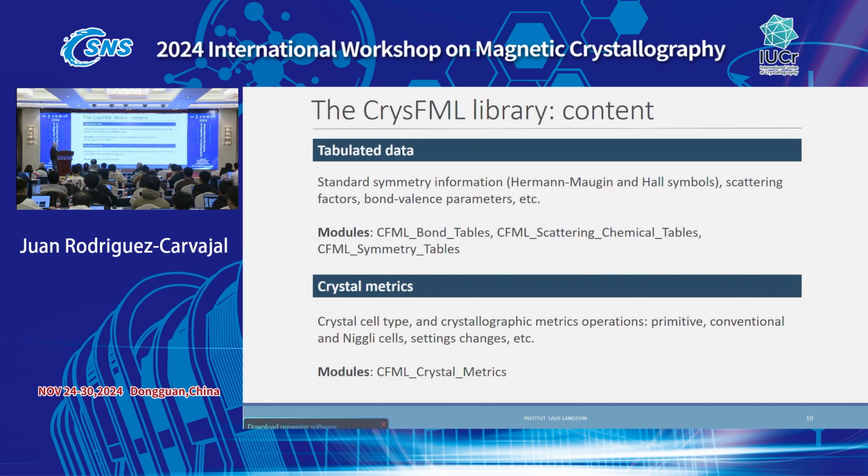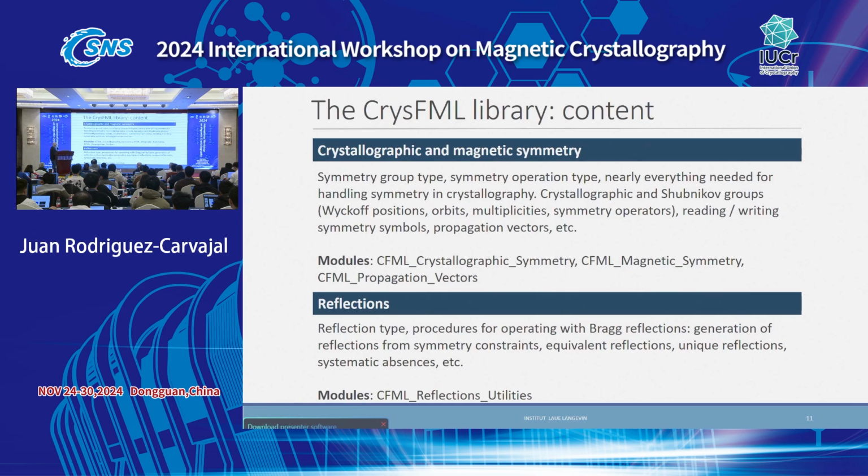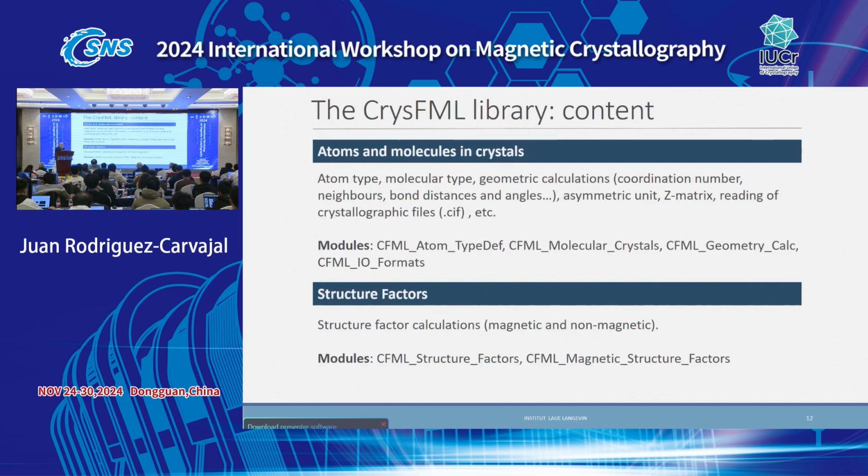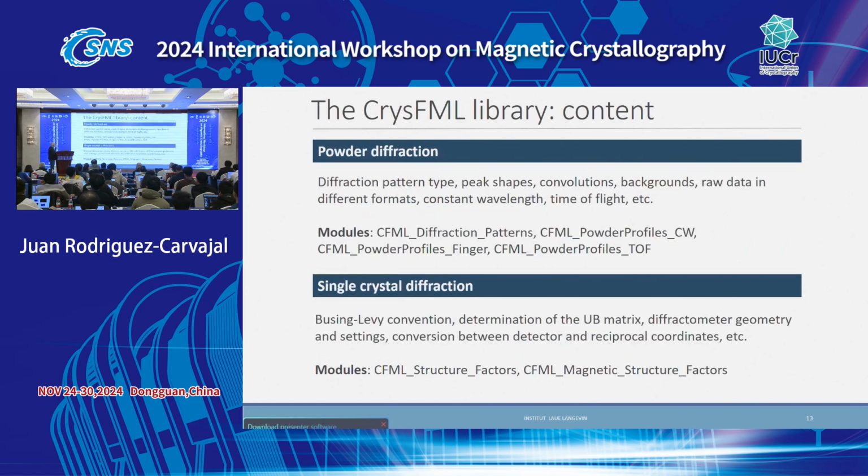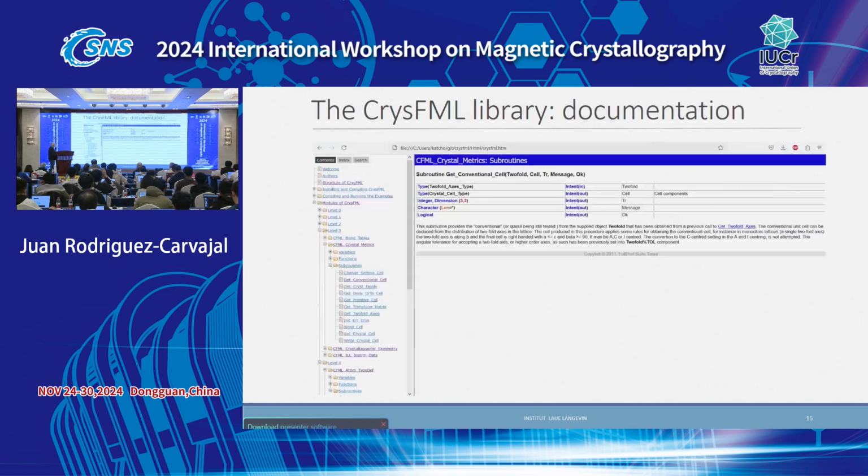You have a module of crystal metrics. You also have crystallographic and magnetic symmetry. You have a module related to reflections that can generate reflections in superspace, with all kinds of constraints. Atoms and molecules in crystals, for molecular crystals, structure factors, all kinds of structure factor calculation, powder diffraction modules, special modules, single crystal diffraction, bond valence, simulated annealing, etc., etc.